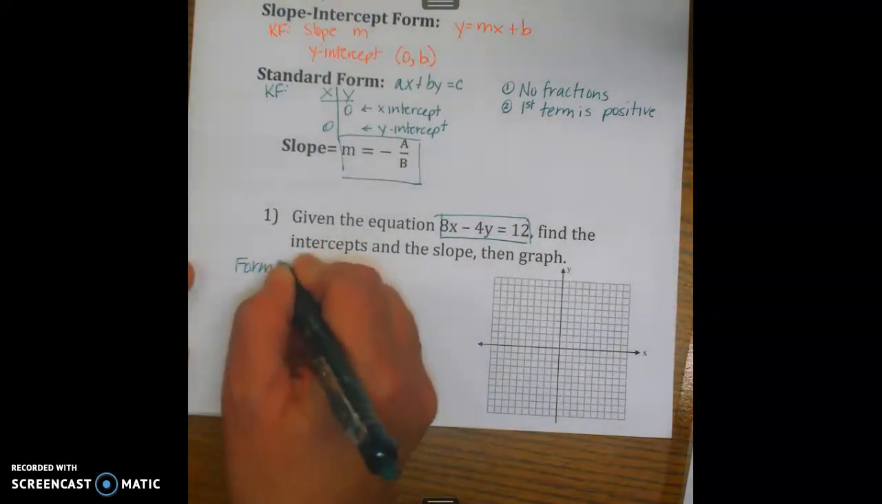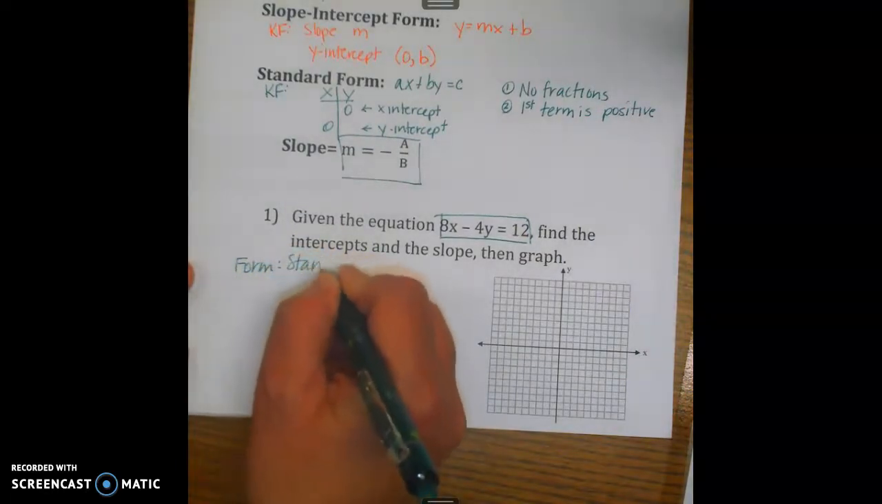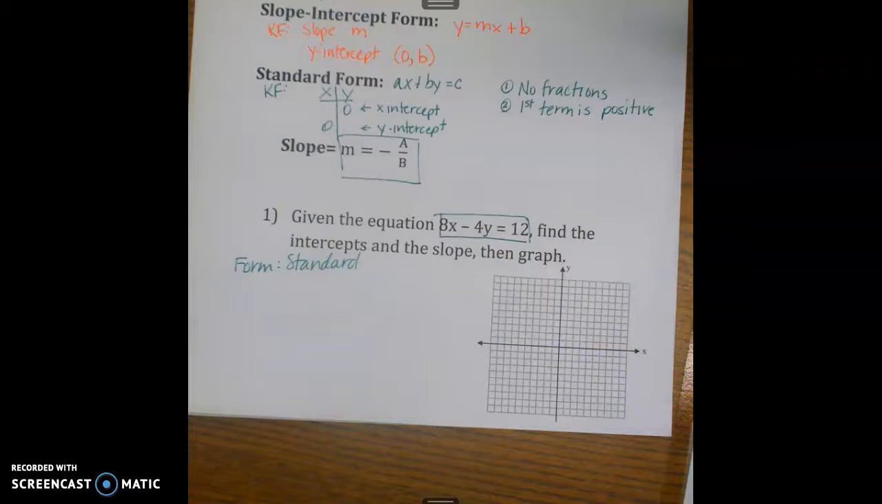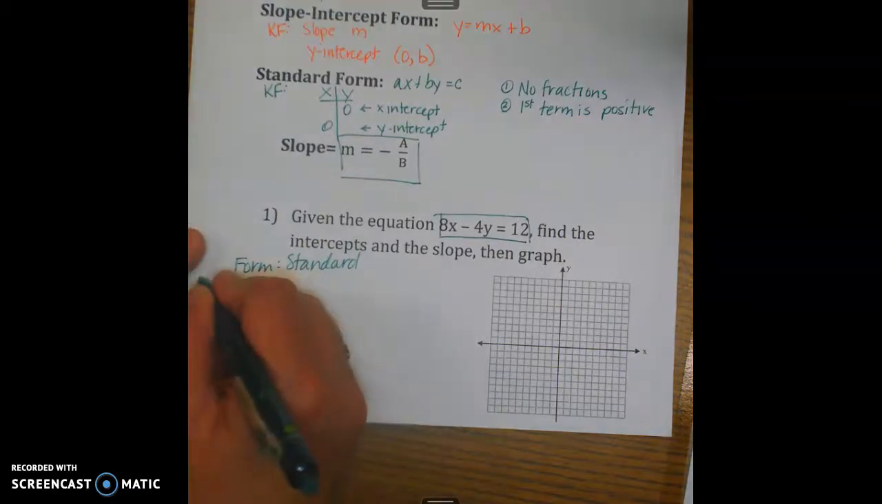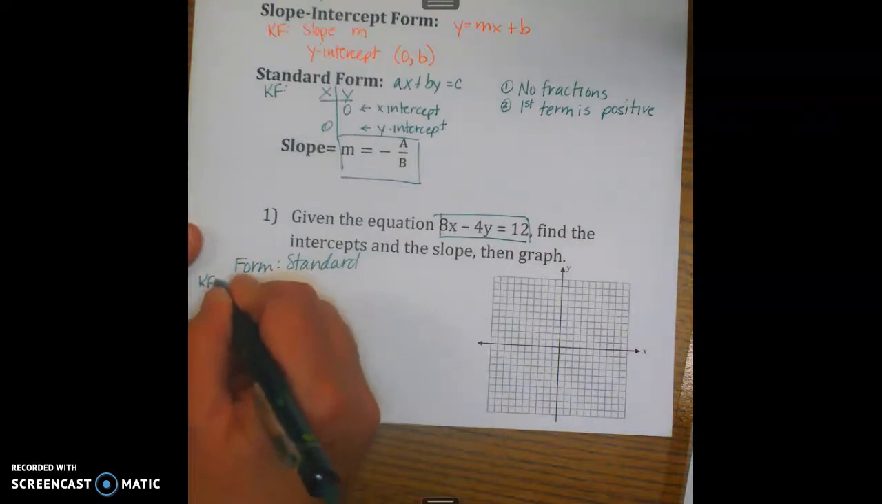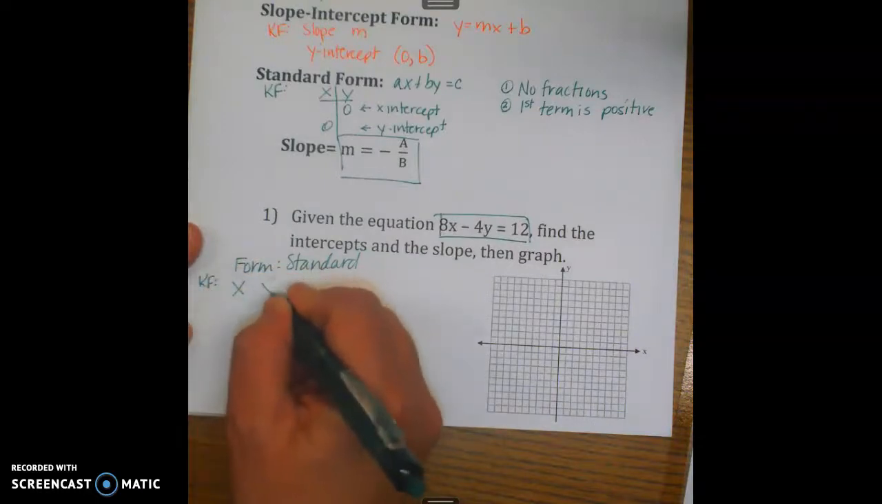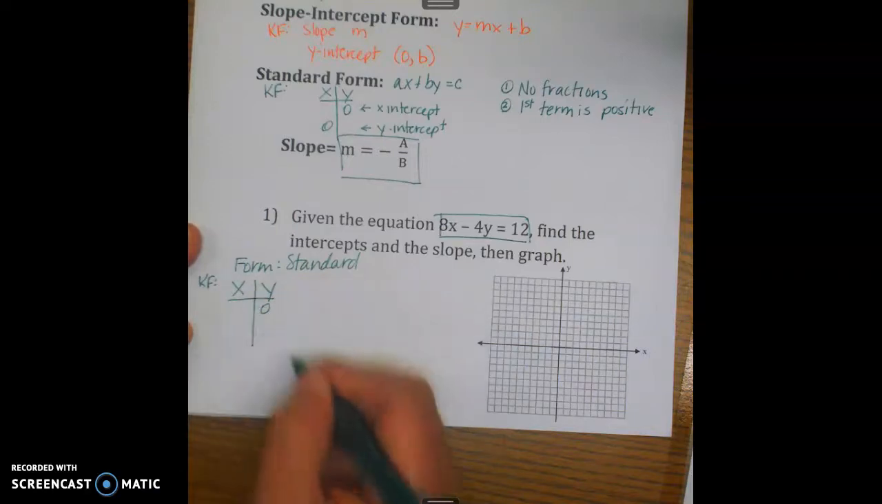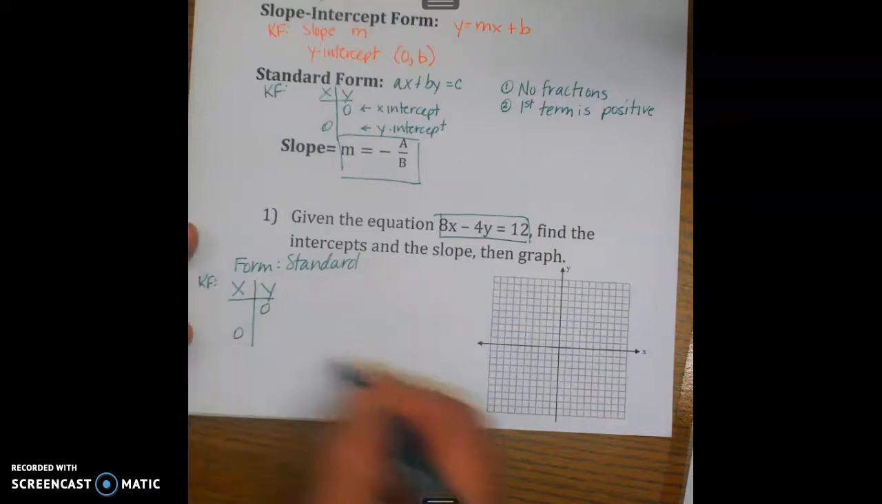Okay, given this equation, first thing you need to figure out is what form it's in. And the form here is standard. And we know that because all of my x's and y's are on one side. There's no fractions. Leading term is positive. That's standard. And for graphing purposes, my key features, I'm going to do the table. Remember, I plug in 0 for y to get my x and 0 for x to get my y.